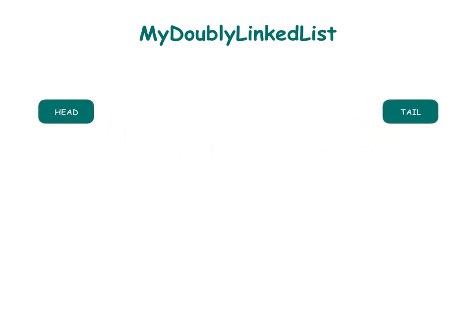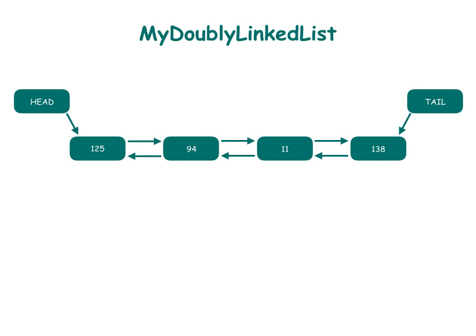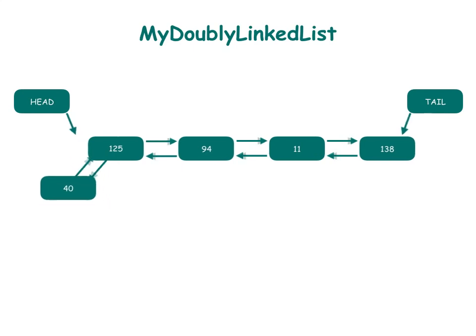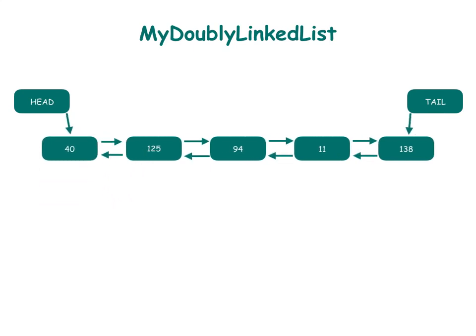Okay. Now for the non-empty case. If this is my list and I want to insert 40 in front of it, the first step, of course, will be to create the link, then take the current head, have its previous pointer, which currently points to nothing, point to this new link. Then I'm going to take my new link, have its next pointer point to the current head. Then my head pointer will now point to the new link. All right.